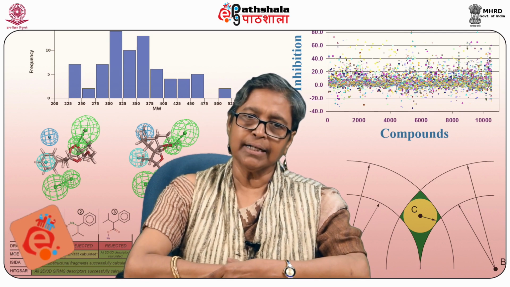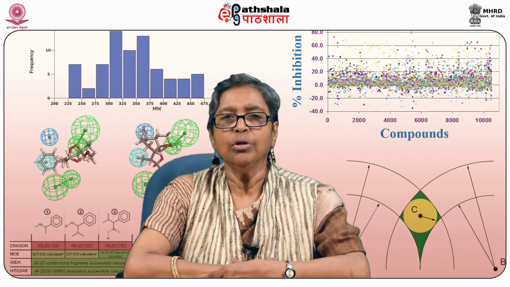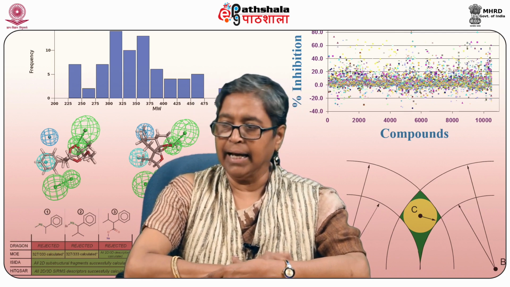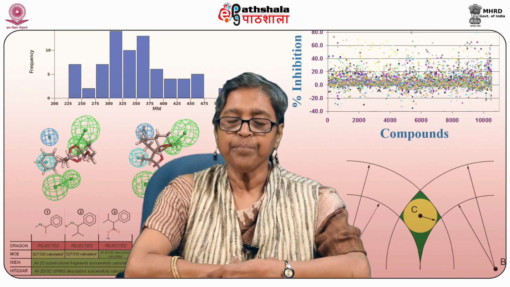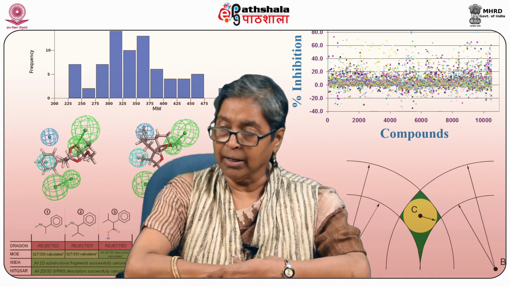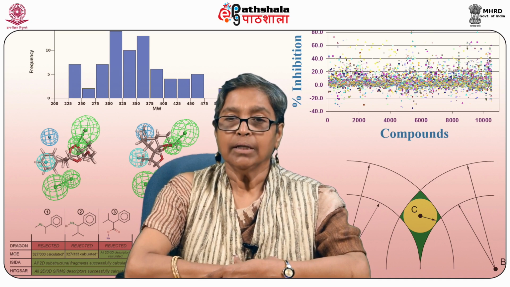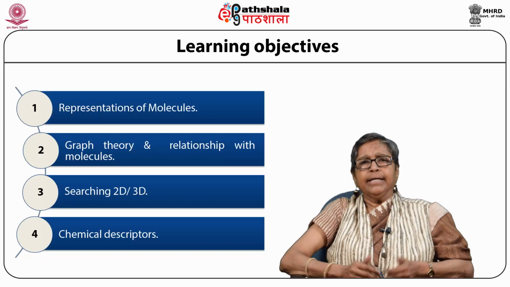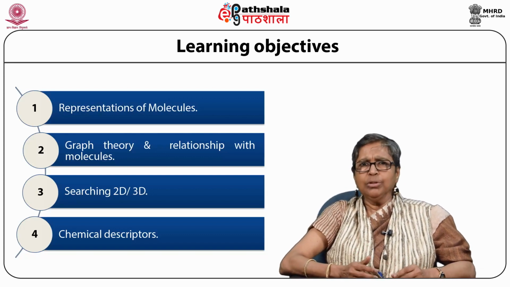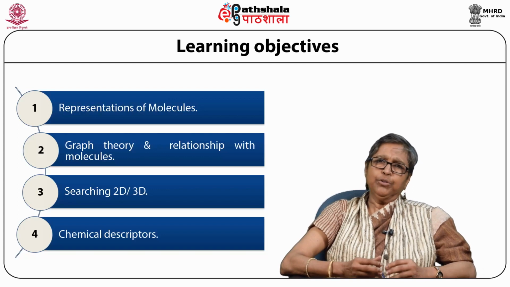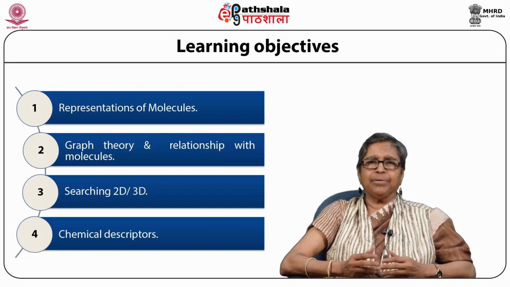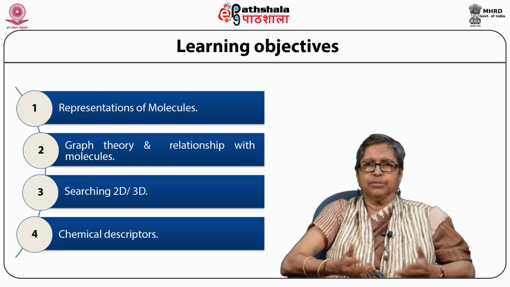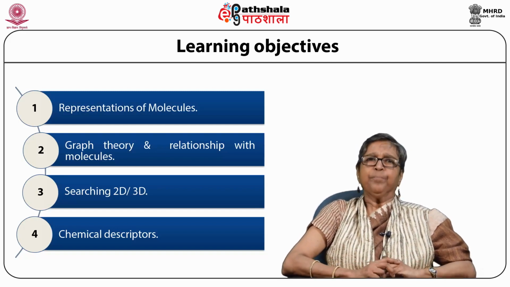Today we are going to discuss a module which is graph theory based approach to chemicals and functional descriptors. This is part of the paper on computational biology. Today, the learning objective is how to represent molecules, how graph theory and other representations have a relationship with the molecules, as well as how we can depict these molecules in different representations.